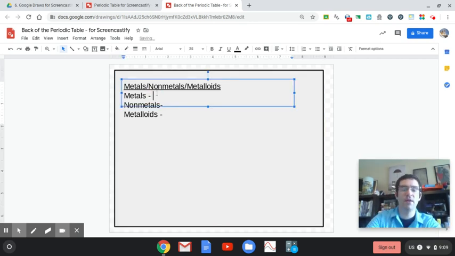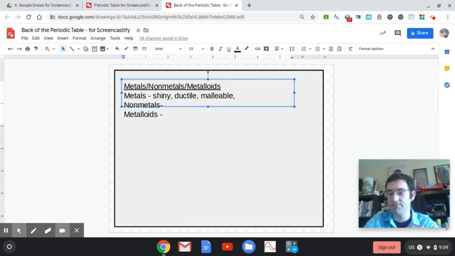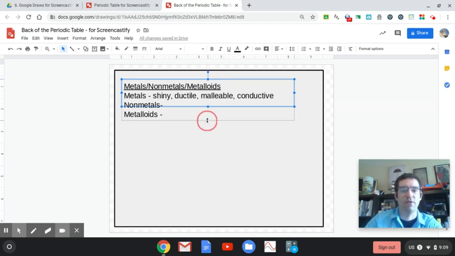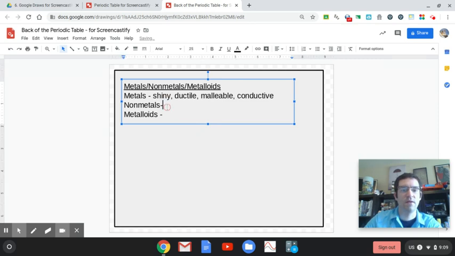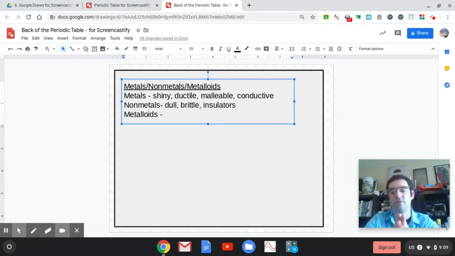So metals, their main characteristics are that they're shiny, they are ductile and malleable. Ductile means it can be stretched into a wire. Malleable means it can be bent without breaking, which you've probably experienced or seen a little bit of. And generally speaking, they're pretty conductive, both heat and electricity. Okay, so nonmetals are the opposite of all those things. Instead of shiny, they're dull. Instead of ductile and malleable, they're brittle. And instead of being conductive, we usually call them insulators, which means they do not allow the flow of heat or electricity very well.